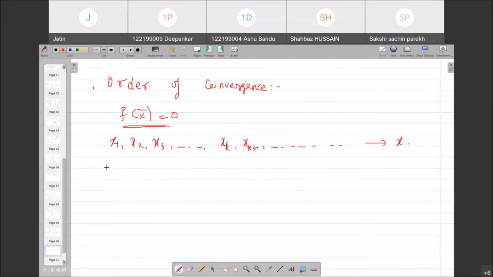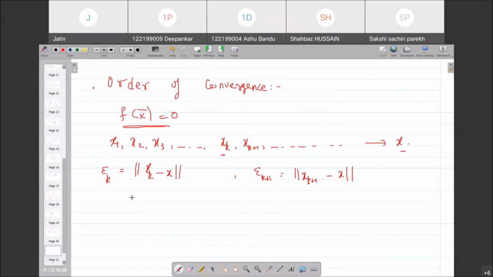If I take the norm of xk minus x, this is some error. Let me call this epsilon k. This is the error, right? Because xk is the approximate solution and x is the actual solution, so obviously the difference is nothing but the error. What will be epsilon k plus 1? It is the norm of xk plus 1 minus x. This is the error between the k plus 1 iteration and x, and this is the error between the kth iteration and x.